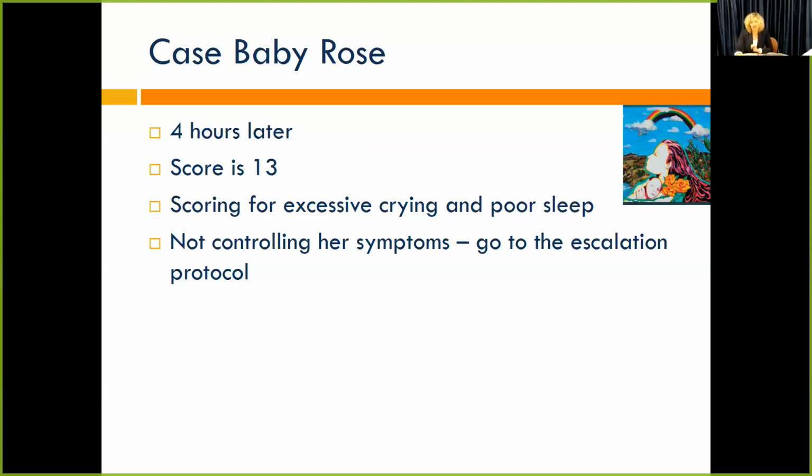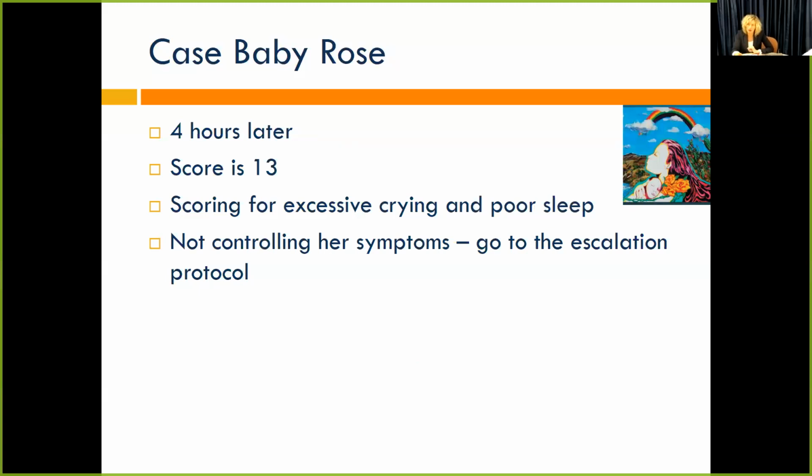So unfortunately, 4 hours later, we go back in and see baby Rose again. And if you will, change that score to 11. That was an error on my slide that I just noticed. So the score is 11, if not 13.